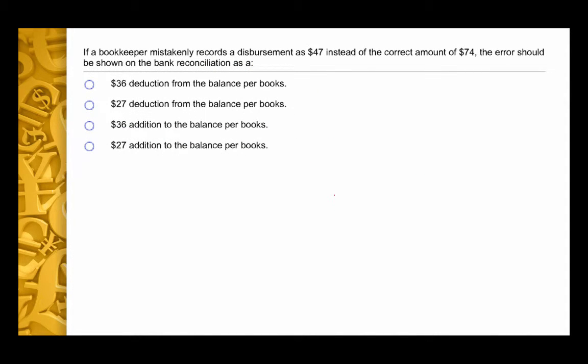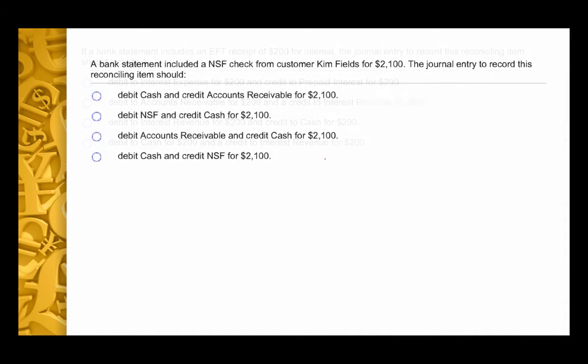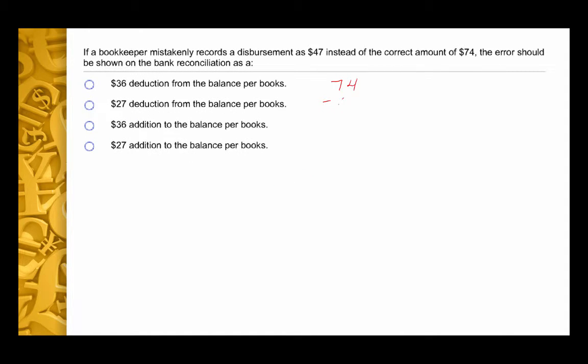Let's move on to the next one. So now, if a bookkeeper mistakenly records a disbursement of $47 instead of the correct amount of $74, the error should be shown on the bank reconciliation as, let's give you a minute to read through the choices. So the first thing we have to do is note that $74 minus $47 is $27.